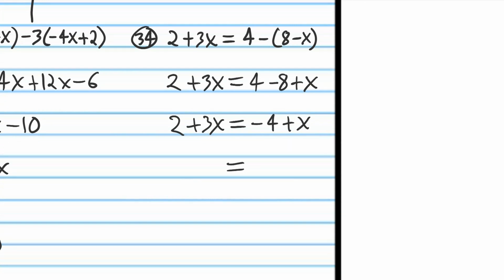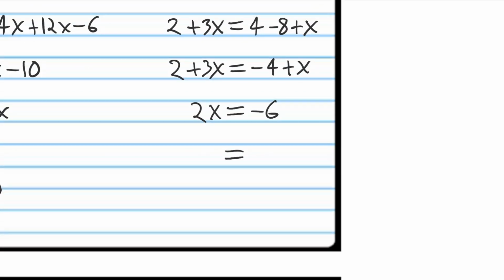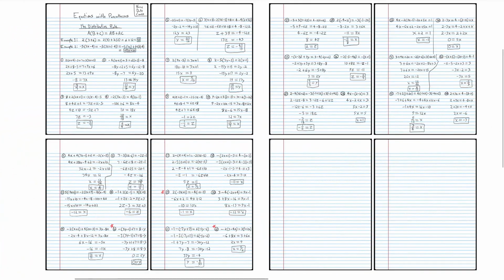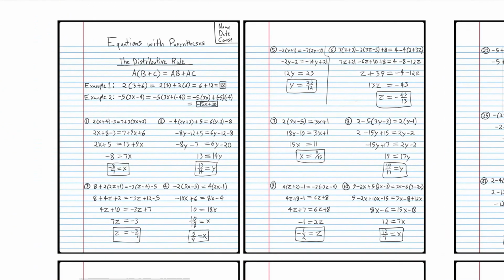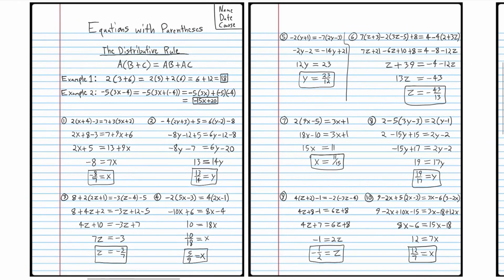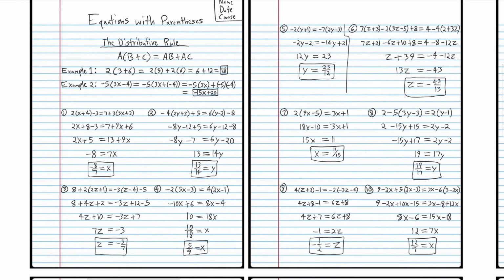And subtract x from both sides. Subtract 2 from both sides. And divide both sides by 2, and we get negative 3. So if you got negative 3, good job. This is everything that we did today. If you'd like to take screenshots of these pages so you can use them with your homework and to study for tests, go ahead and do so.